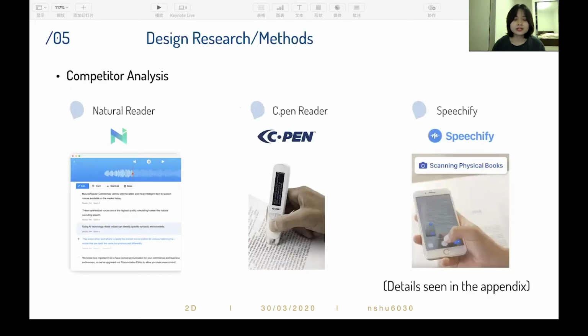The following contents are design methods and how we developed our three brief ideas. It's Demi's turn to introduce these contents. So welcome to Demi.